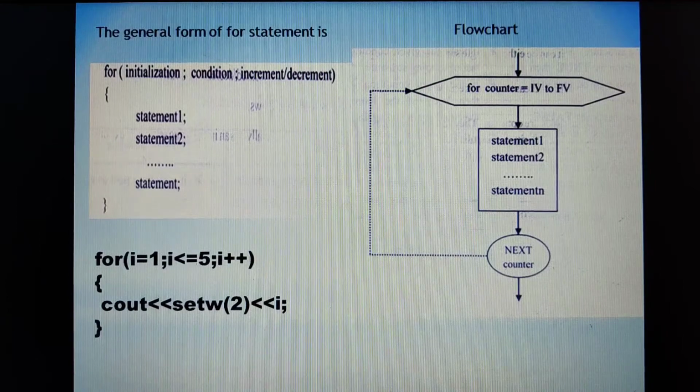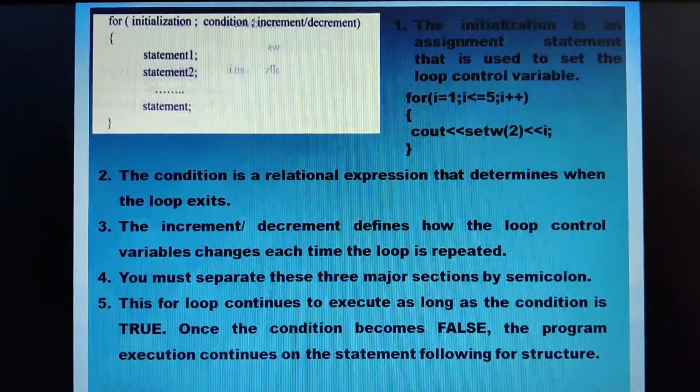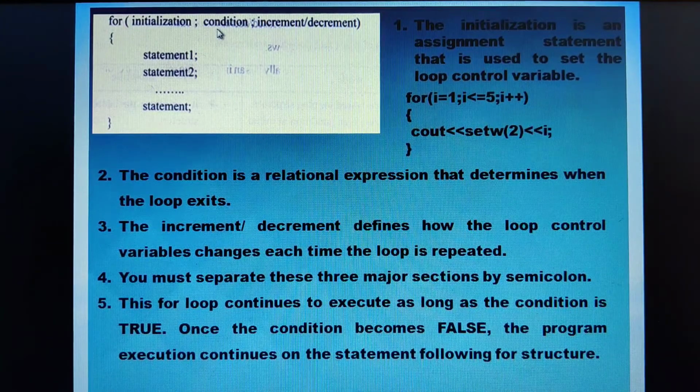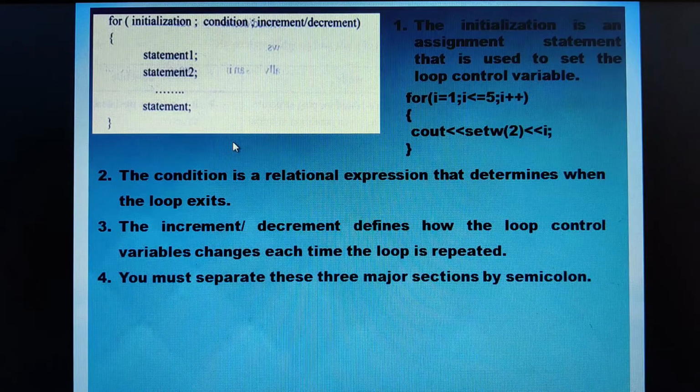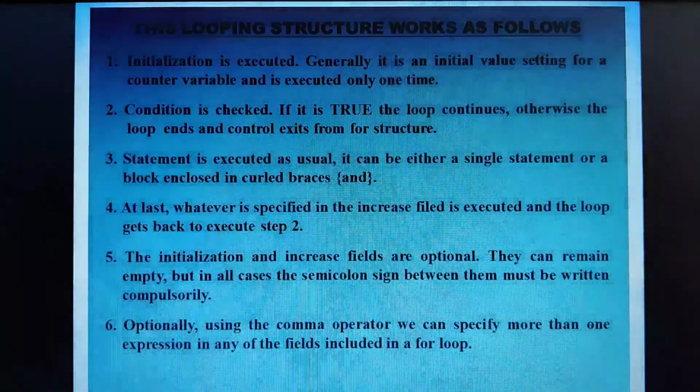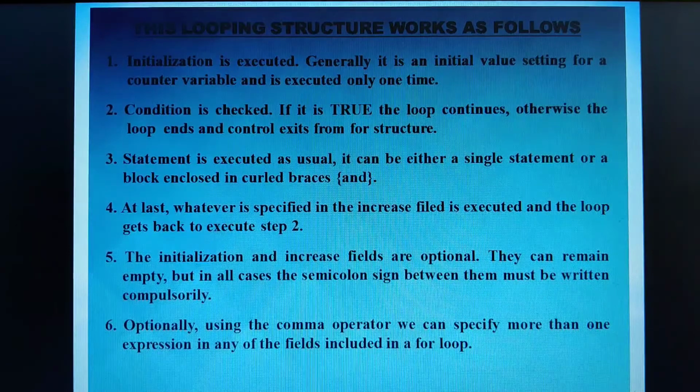Now moving on to the working of the for loop, very important here. The initialization is an assignment statement that has to be set to the loop control variable. This is just what I have explained with the flow chart and the general syntax, so these are the same points. Moving on to the working of the for loop, this is very important. They will be asking you for 5 marks: explain briefly the working of the for loop. In that case you should write the general syntax, draw the flow chart, and explain all the previous points as well as these points.